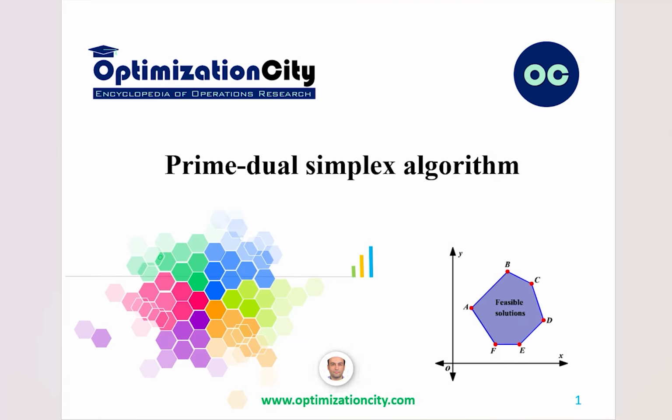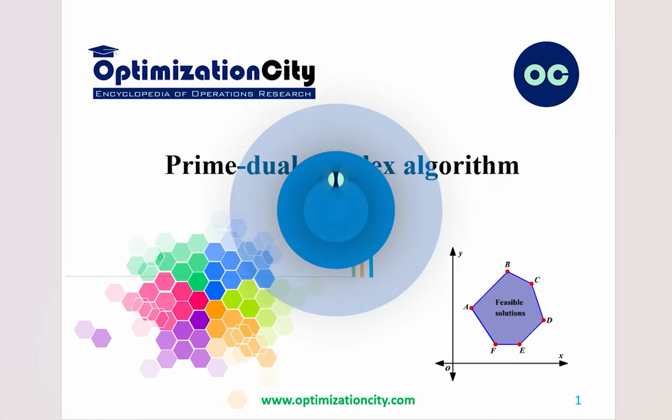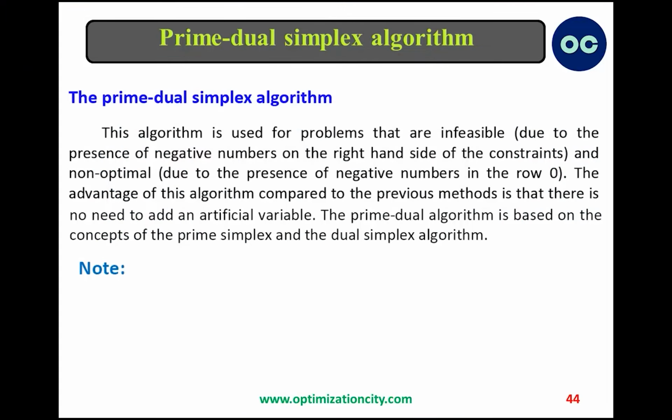In this video, we are talking about the prime-dual simplex method and how it works. Let's go on. The prime-dual simplex method is used for problems that are both infeasible and non-optimal. Unlike the other methods, meaning the simplex, prime simplex and dual simplex, this algorithm does not require the addition of any artificial variable. That's a very important point. It combines concepts from the prime simplex and dual simplex.